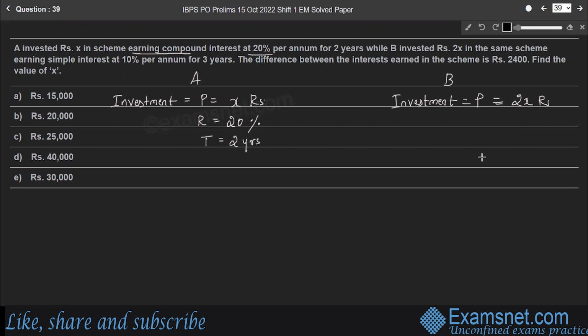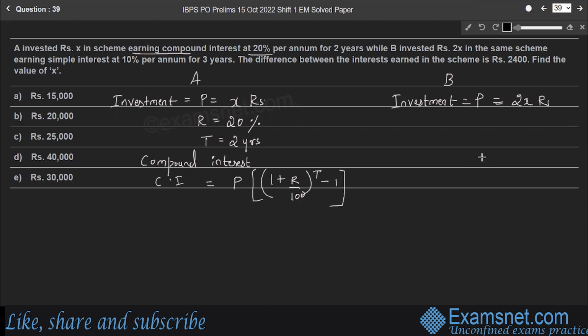So A earns compound interest. So compound interest earned by A is equal to, by the formula, how compound interest and principal, rate and time periods are related. So CI is equal to principal into (1 plus rate by 100) to the power of T, the time period, minus 1.